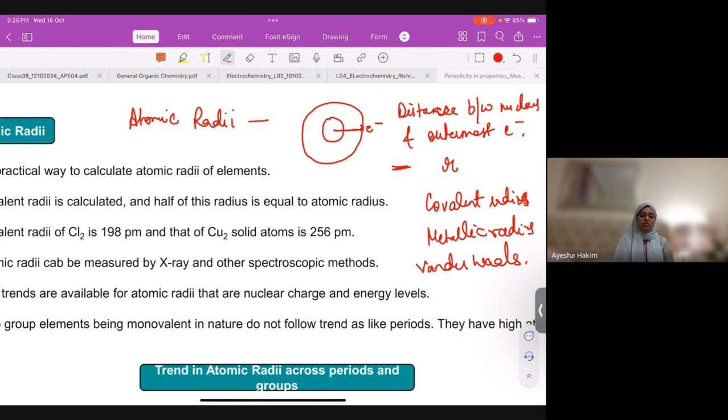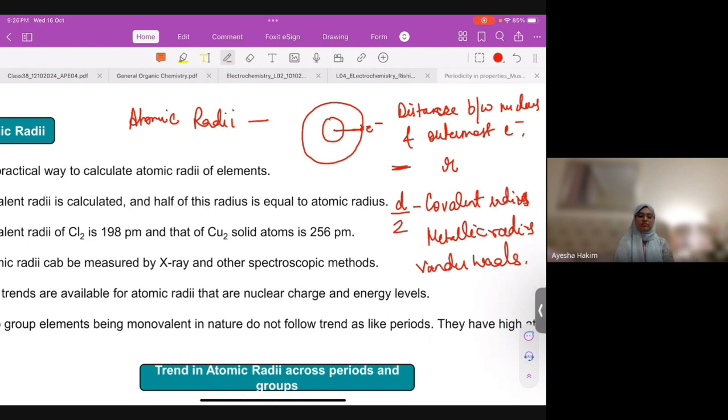With the help of covalent radius, metallic radius, and van der Waals radius? With the internuclear distance between the two bonded atoms. Okay, so what is covalent radius? Covalent radius is half of the internuclear distance between the two bonded atoms. So half the distance between the two nuclei will give you the covalent radius. So covalent radius is also part of the atomic radius.